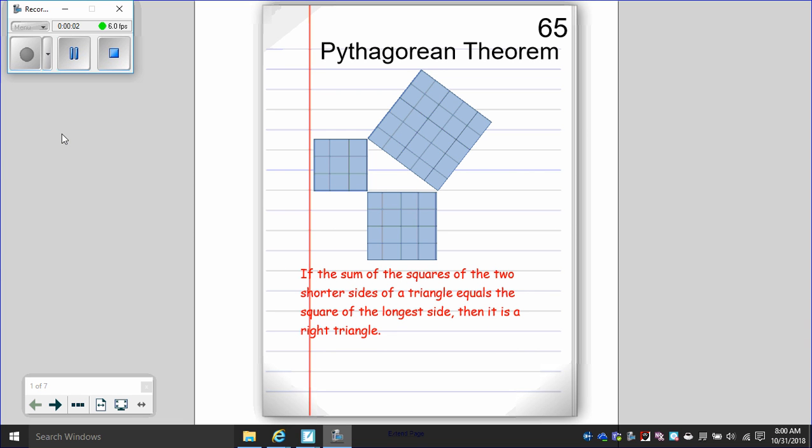So in the last video, we learned that if the sum of the squares of the two shorter sides of a triangle equals the square of the longest side, then what we have is a right triangle. In other words, if a squared plus b squared equals c squared, then we have a right triangle. The second part of the Pythagorean theorem is very similar.